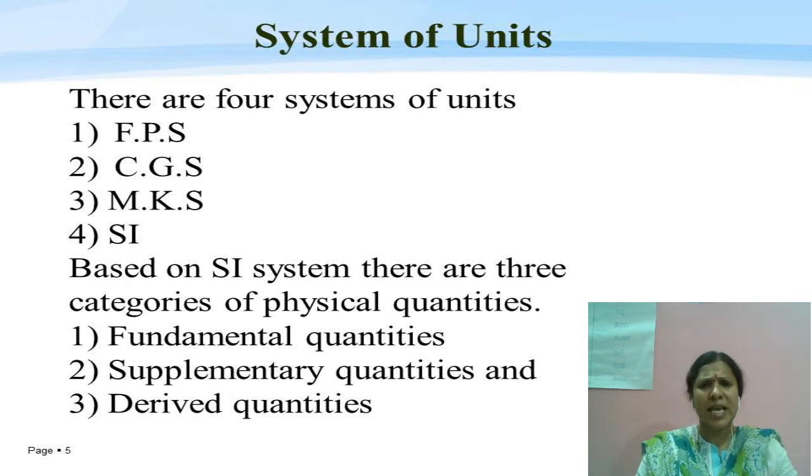Based on this SI system, the internationally accepted universal standard system, there are 3 categories of physical quantities. The first one is the fundamental quantities. Remember, for the fundamental quantities we have the fundamental units. The second one is the supplementary quantities. There are 2 supplementary quantities which we'll see later. The last one is the derived quantities, which are derived from the fundamental units.